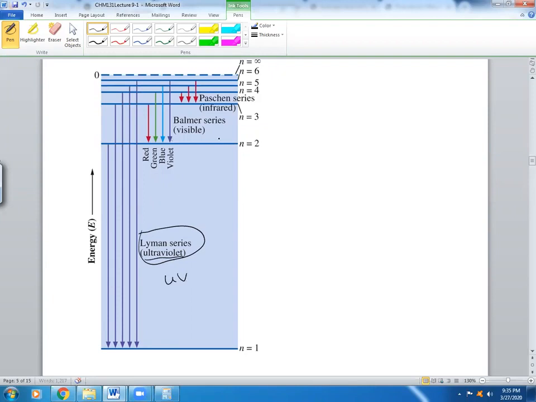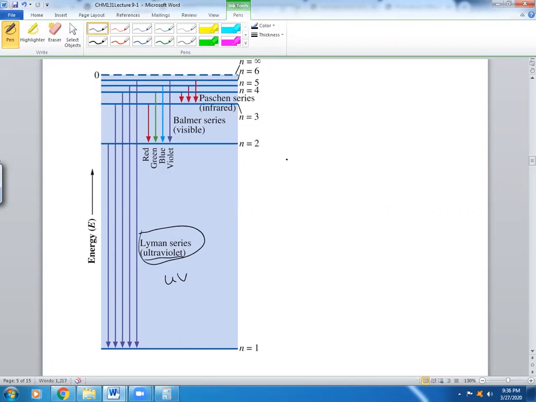The Balmer series is the most important one because this one is anything from above 2 down to 2. So we just talked about red, it's from 3 to 2. Green can be from 4 to 2. Violet and blue, so on and so forth. And then you have the Paschen series, and that gives you the infrared. You can see that infrared is from, let's say, 4 to 3, 5 to 3, and then 6 to 3.